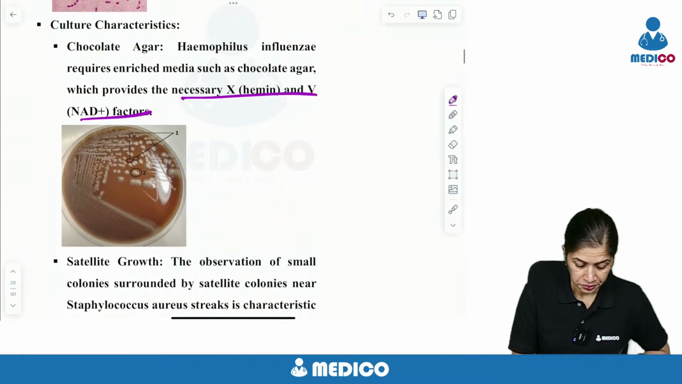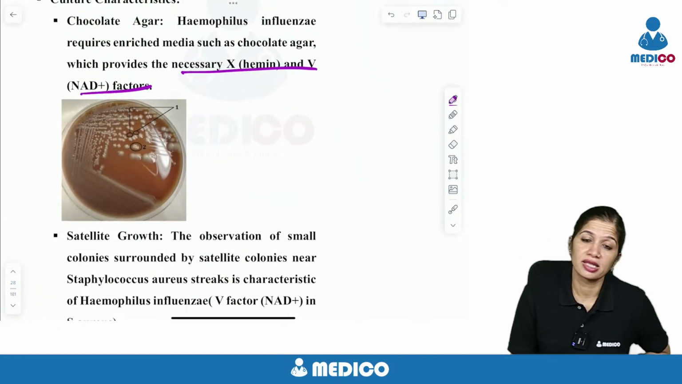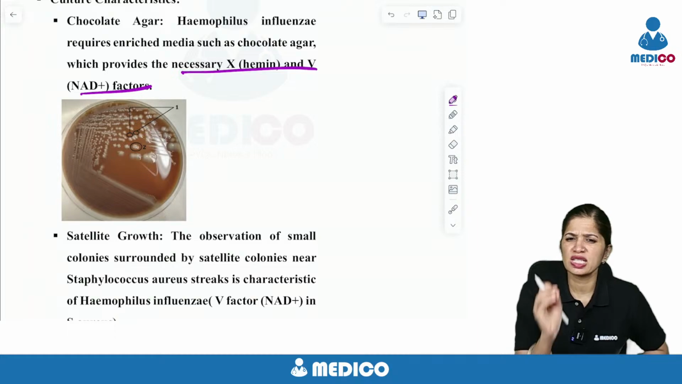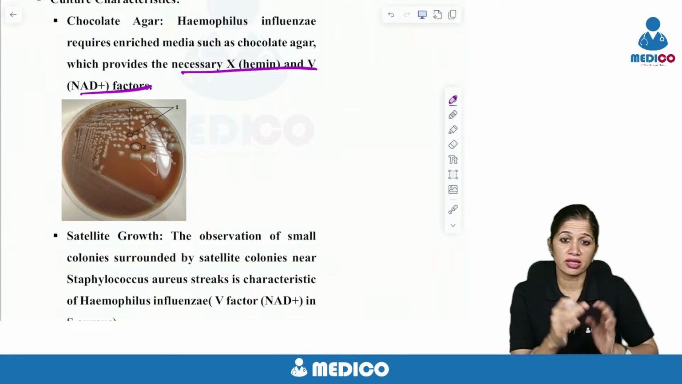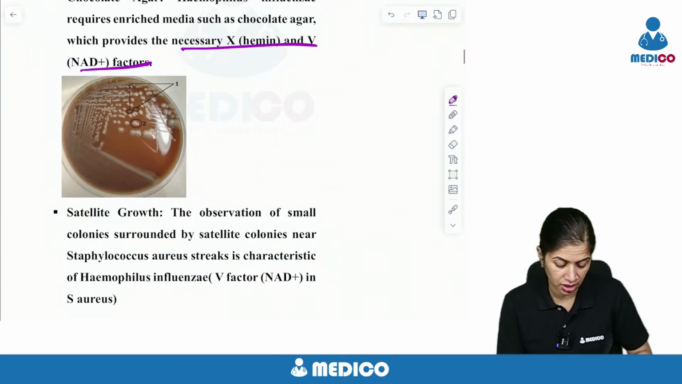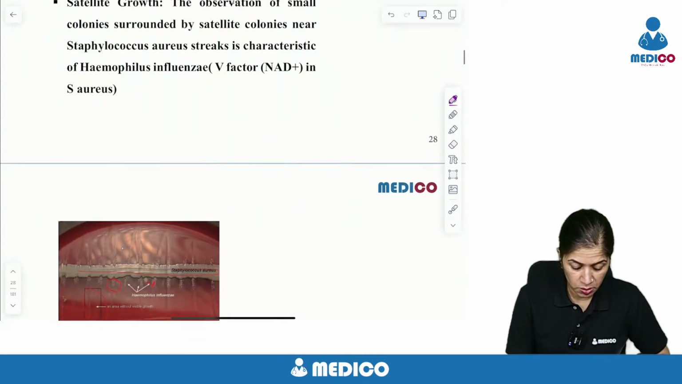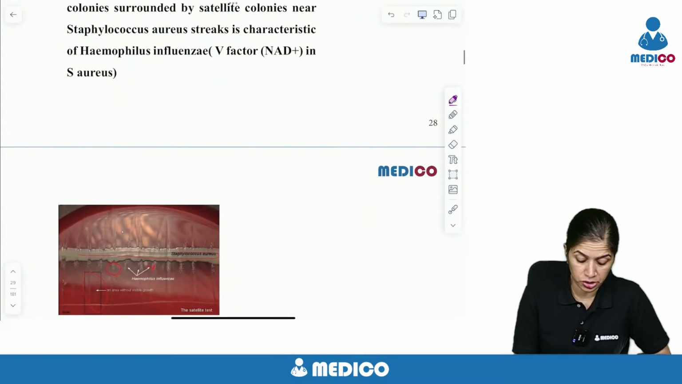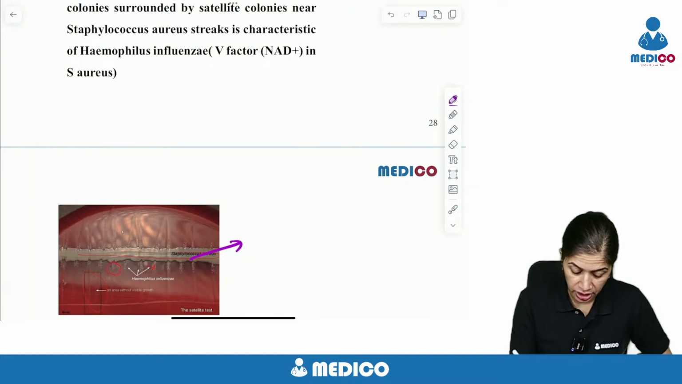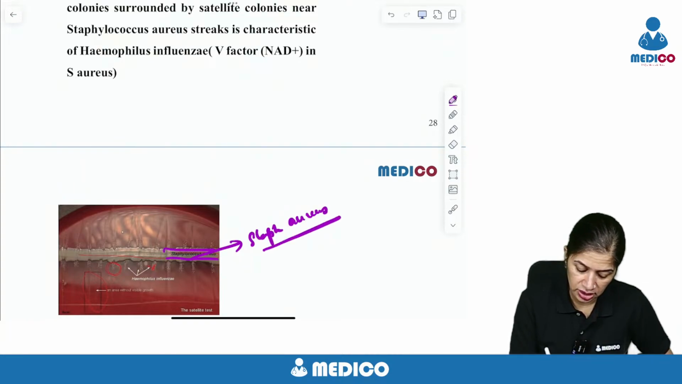Okay. Then what about satellitism? Satellitism is when you get to see small colonies of H. influenzae surrounding the Staph aureus streak. Okay, so let me show you this image here. See, now this is from a real culture plate. This is the Staph aureus, this thick one that you get to see here. This full thing is a Staph aureus here. And can you appreciate the small tiny colonies that are growing on either side?